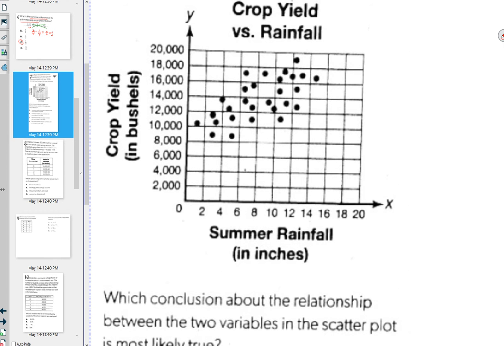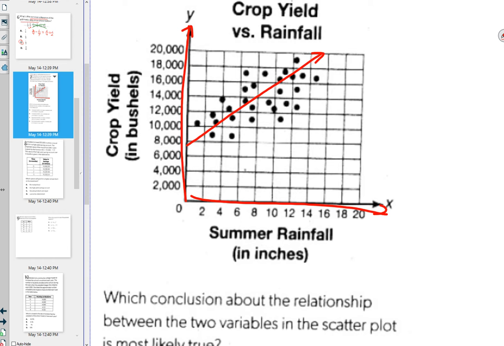If there is a correlation here, would it be a positive or a negative one? A positive, because as rainfall is increasing, so is the crop yield. Because look at the direction there, it's going up and to the right. So both of them would have to be increasing.